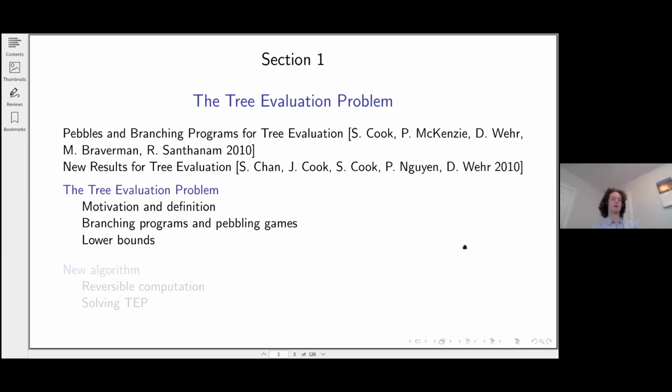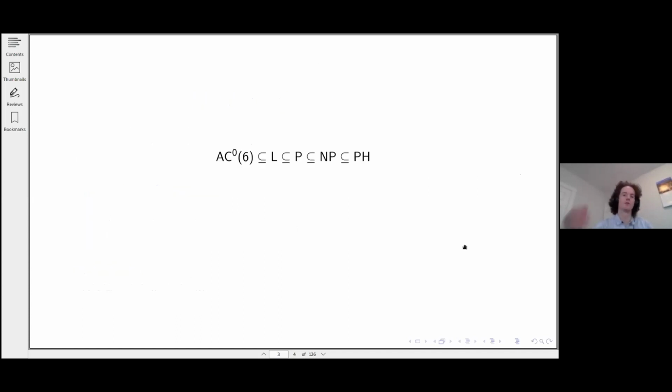So the motivation is separating complexity classes. So here's a chain of complexity classes. Don't worry too much if you don't know what all of these are. On the right side, we have NP followed by the whole polynomial hierarchy. And on the left-hand side, we have this weird class called uniform AC0 of 6.